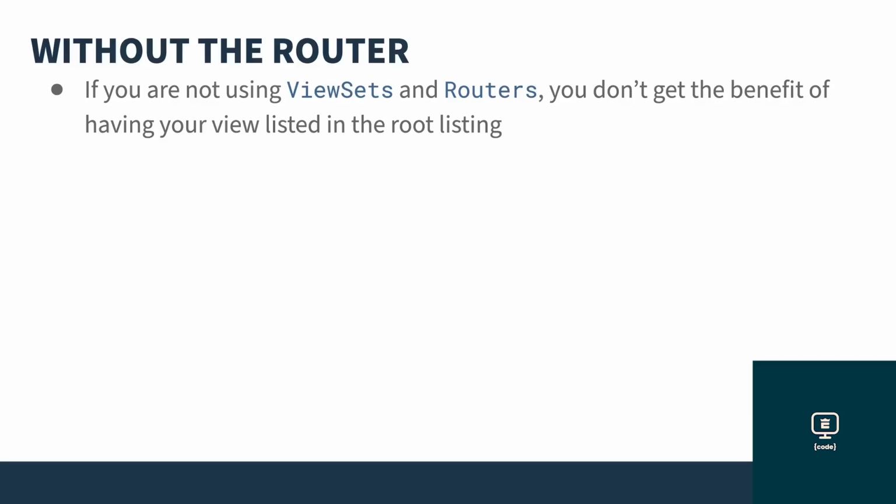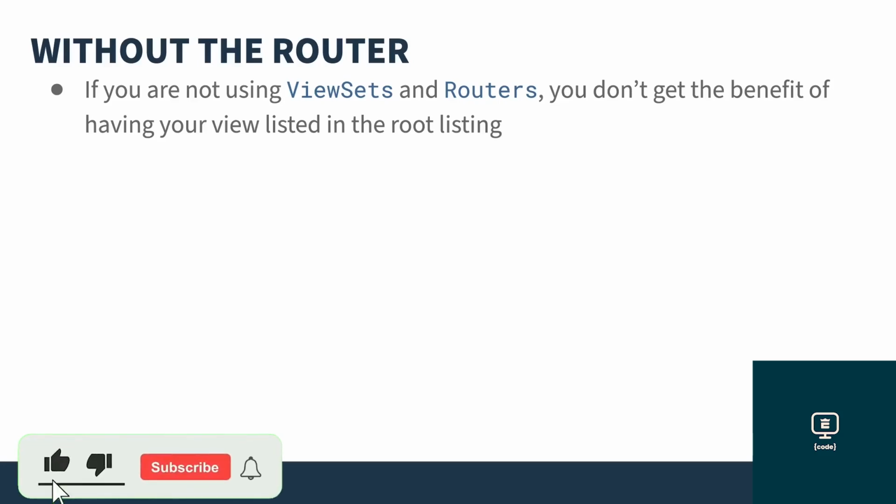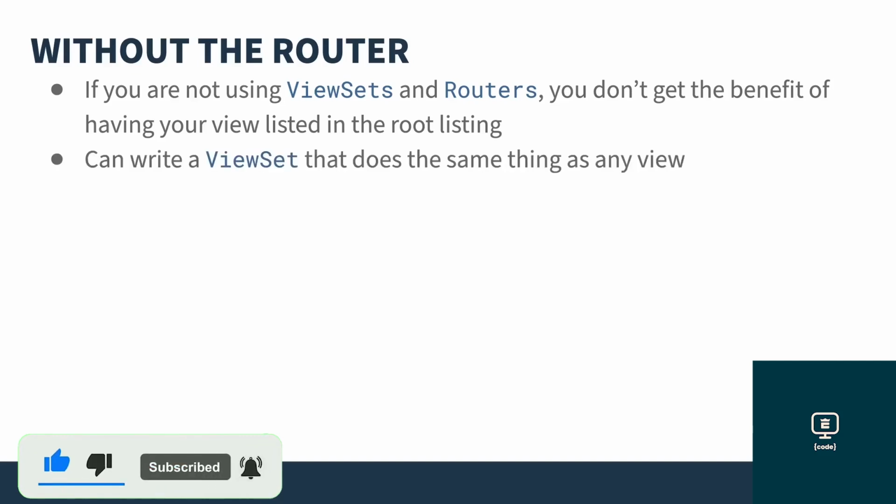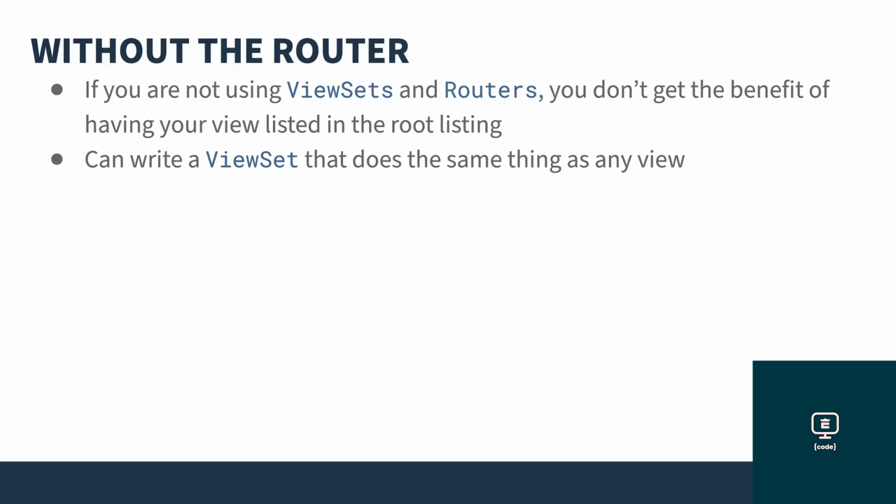Because I used a view instead of a view set that time, I'm not able to register the view with a router. As a result, you don't get the meta listing of all of the possible views in the root path. But what if I wanted it? Well, you can do anything with a view set that you could do with a view, so this is possible.